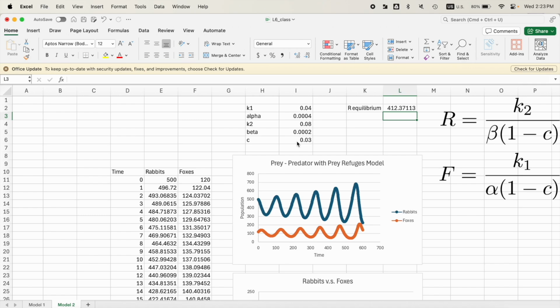And we're going to do the same for F equilibrium. We have this equal to K1 divided by open parentheses, alpha times 1 minus C, close parentheses, and that should be the value. So F equilibrium is around 150.